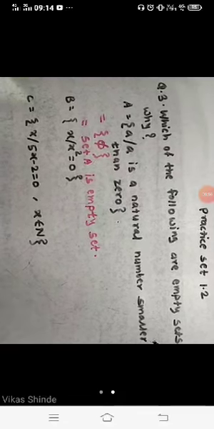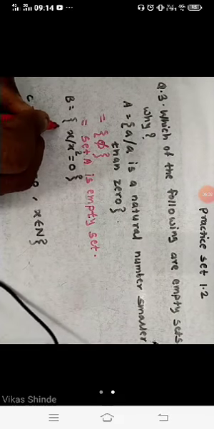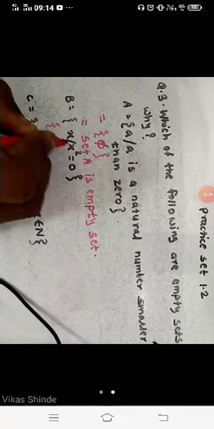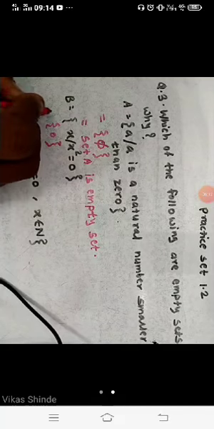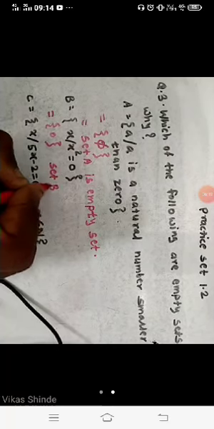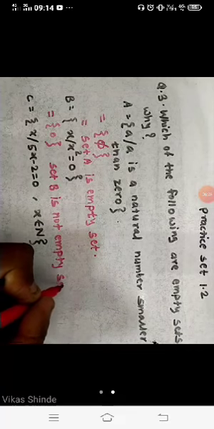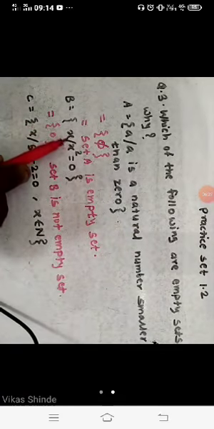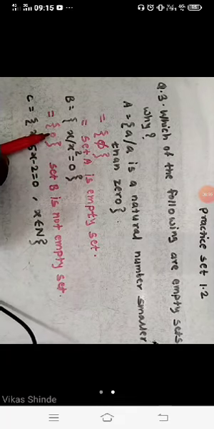Okay, now the second set, B. Here B equals {x | x squared is equal to 0}. Suppose in case of x, if you take 0 and take the square of 0, you will get 0. So our answer is 0. So that's why we have to write that set B is not an empty set. Because if we put the value 0 for x, we get the answer, meaning the square of 0 is equal to 0, so there is one number.